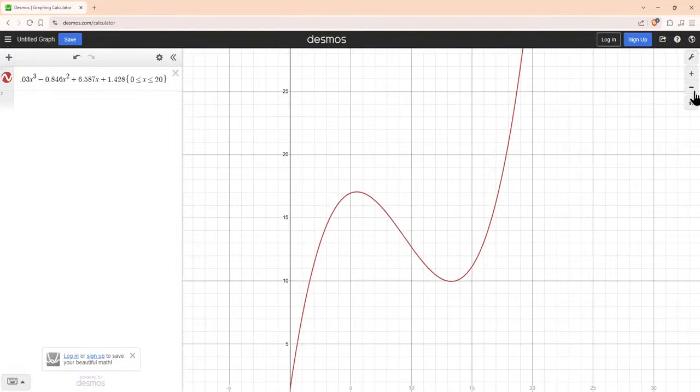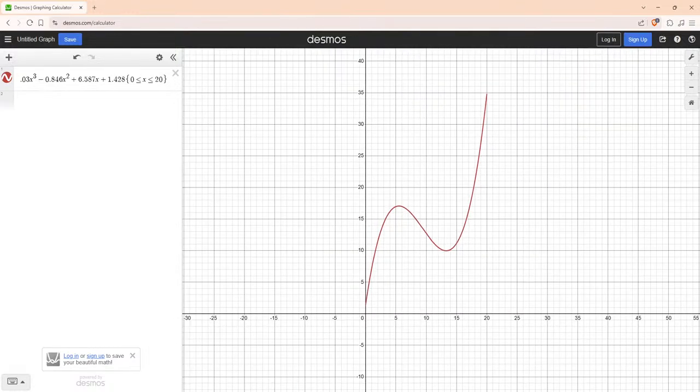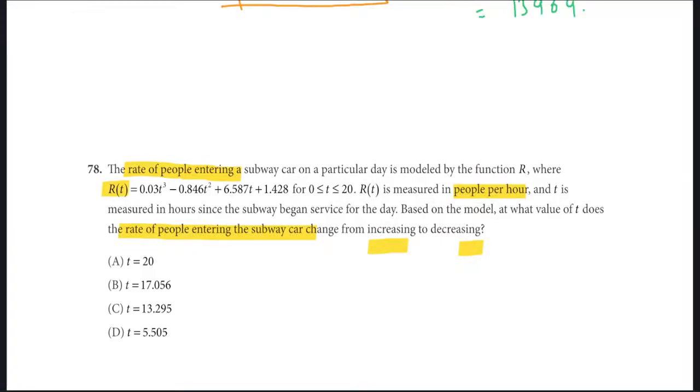A pretty nice curve here, taking some turns. But what we are interested in is where it changes from increasing to decreasing. You see the curve is increasing till this point, and then it is decreasing, and this other point is exactly the opposite, decreasing to increasing. So I'm going to mark 5.5 as my answer. Is that in the options? Yes, it is indeed. So 5.5 is the answer.